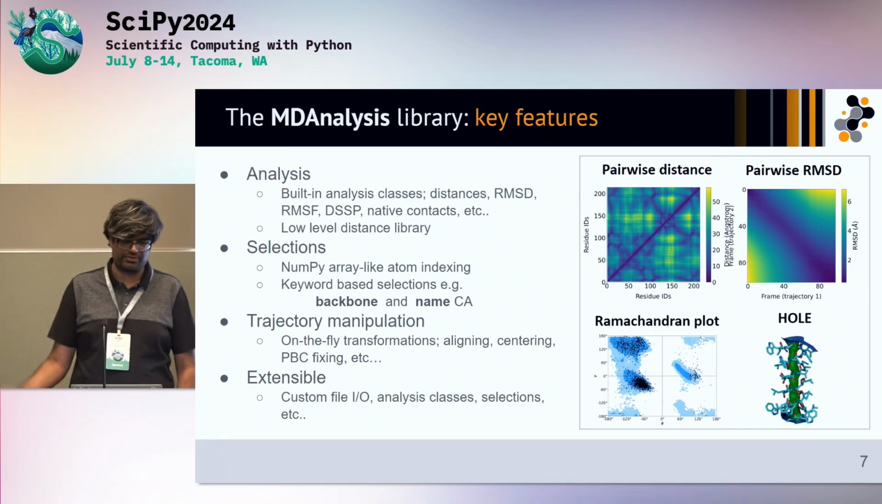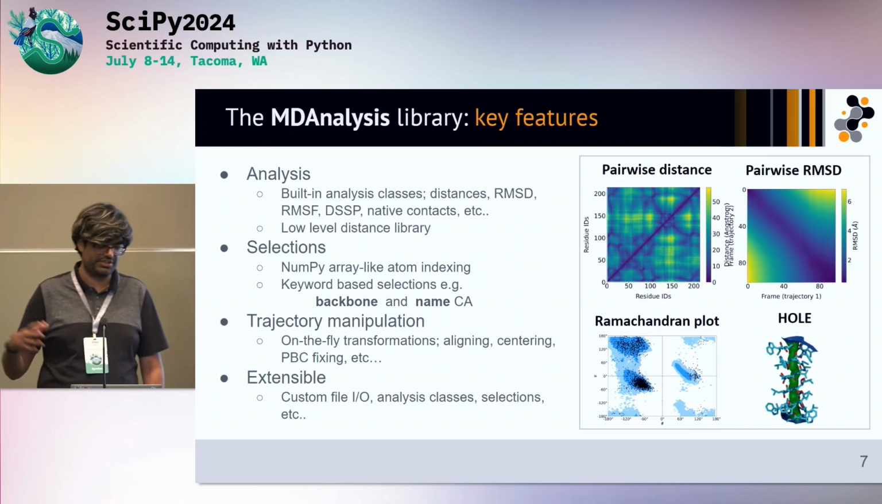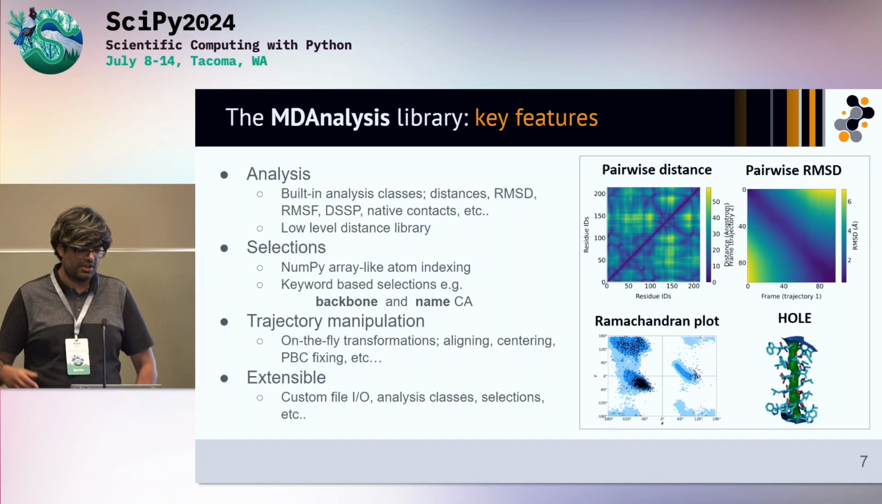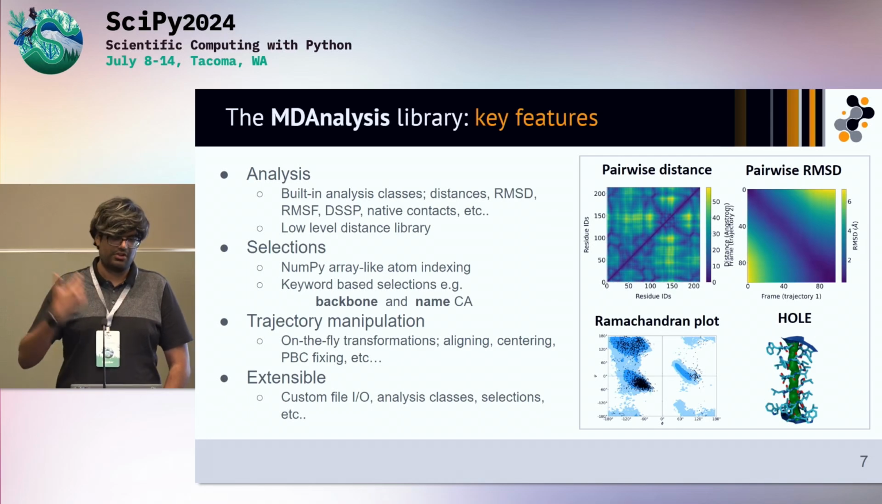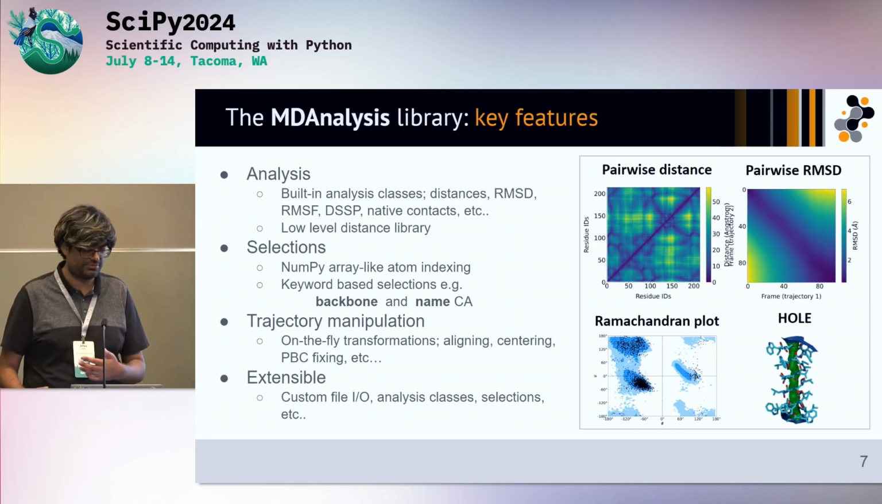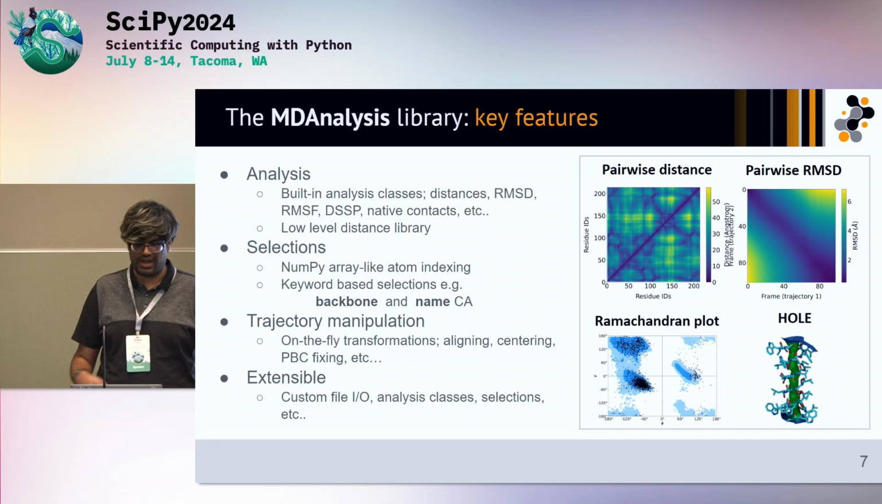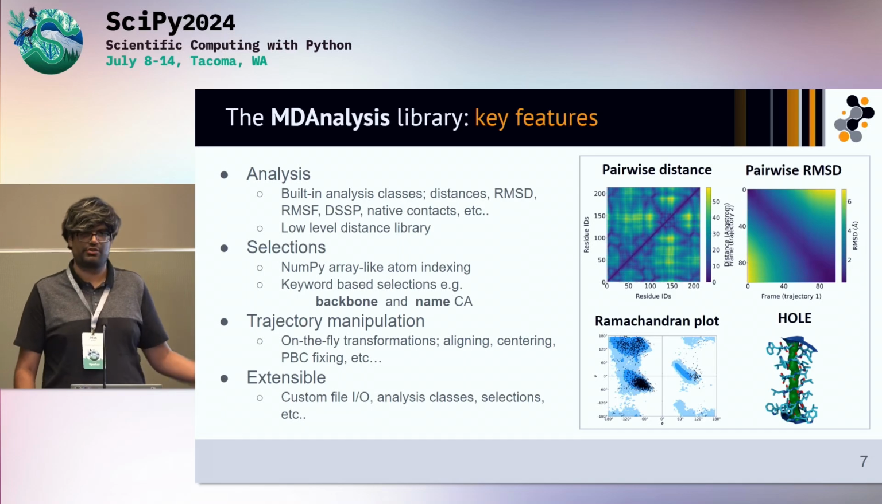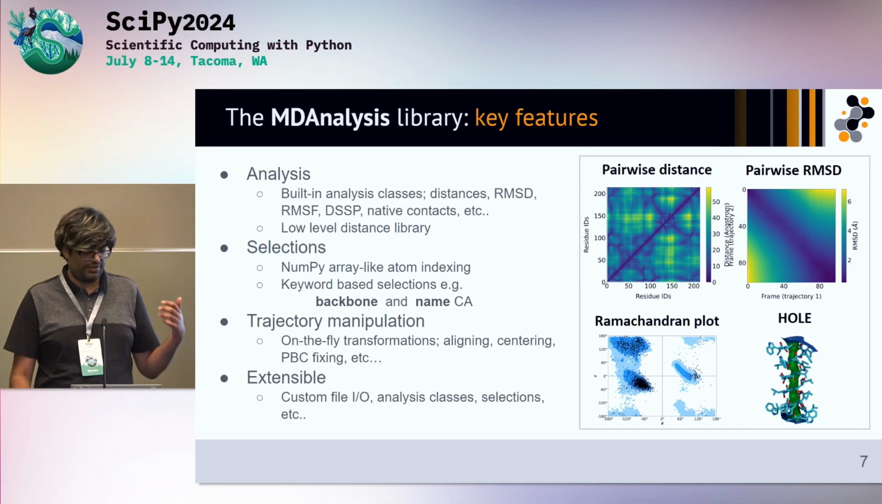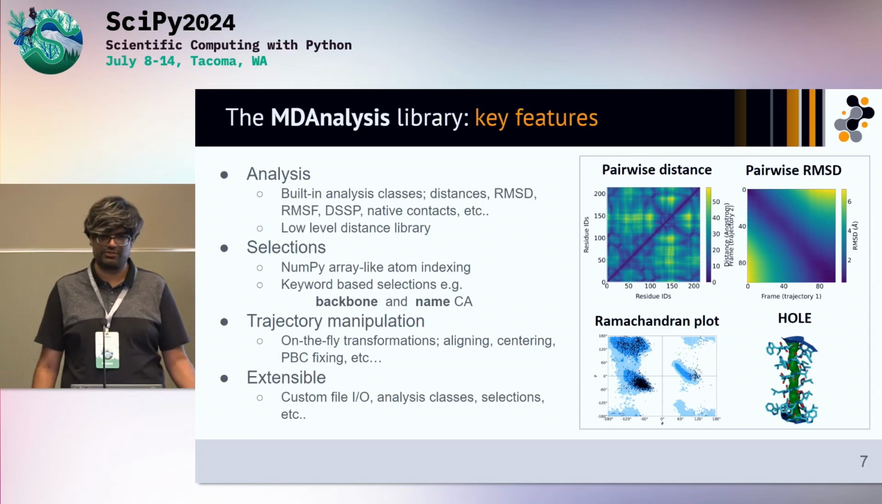We have various ways in which to do trajectory manipulation, and particularly on-the-fly transformations. So if you're loading in coordinates and you have PBC effects you want to deal with, you can, for example, load in coordinates and automatically post-process them to deal with alignment or handle PBC wrapping and so on. And we're extensible. And this is the main point of the library, is that we provide tools for you to do your own analyses. So if you want to create custom readers because you have a new file trajectory format that you want to handle, or new analyses methods, we provide tooling to enable that.